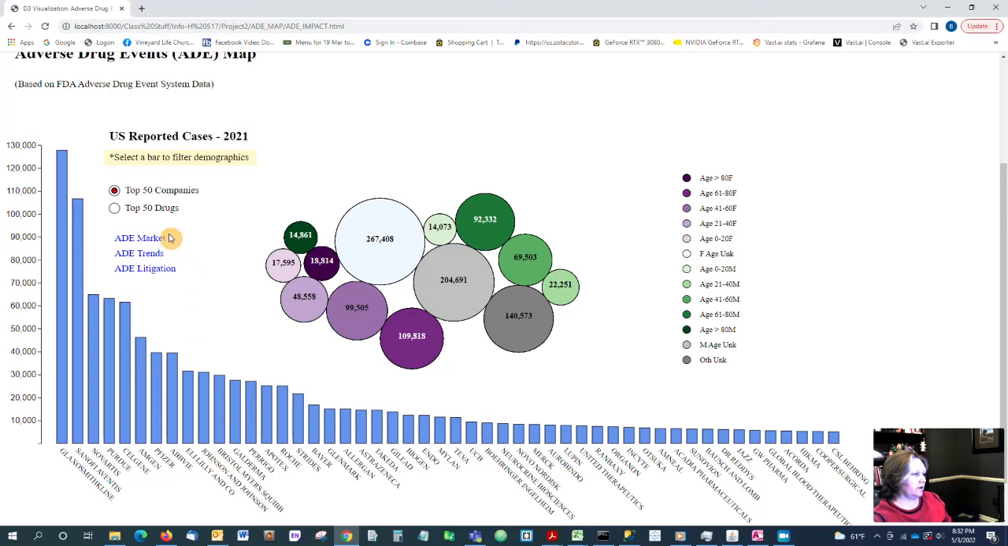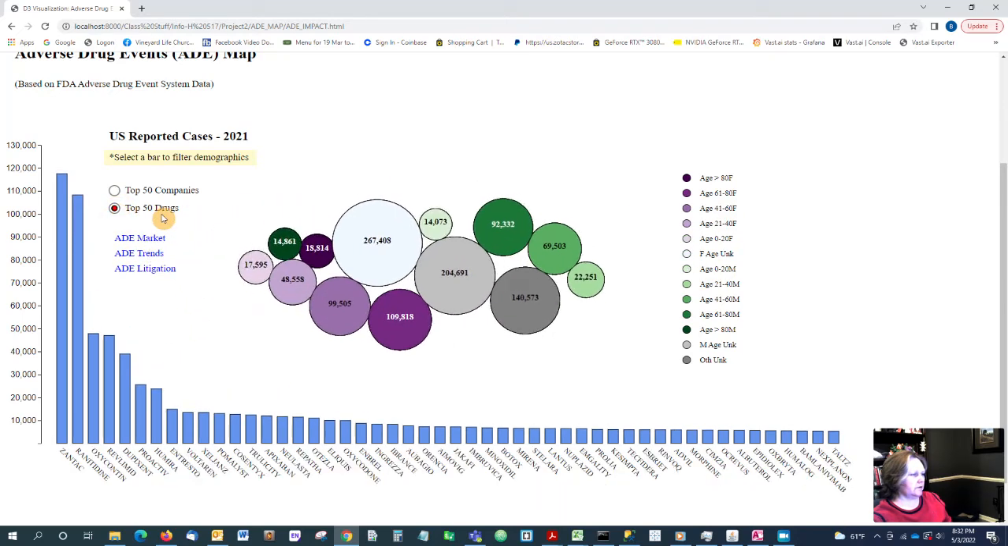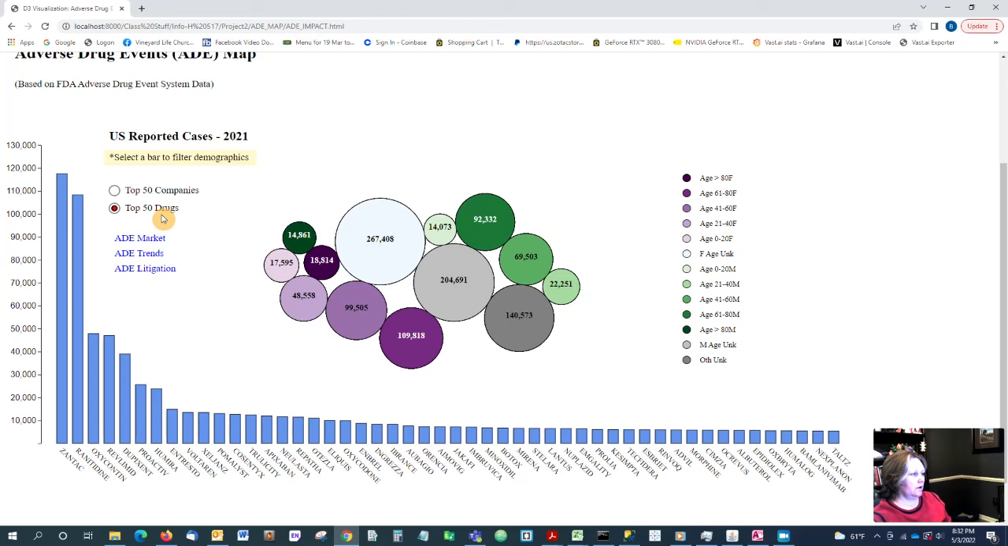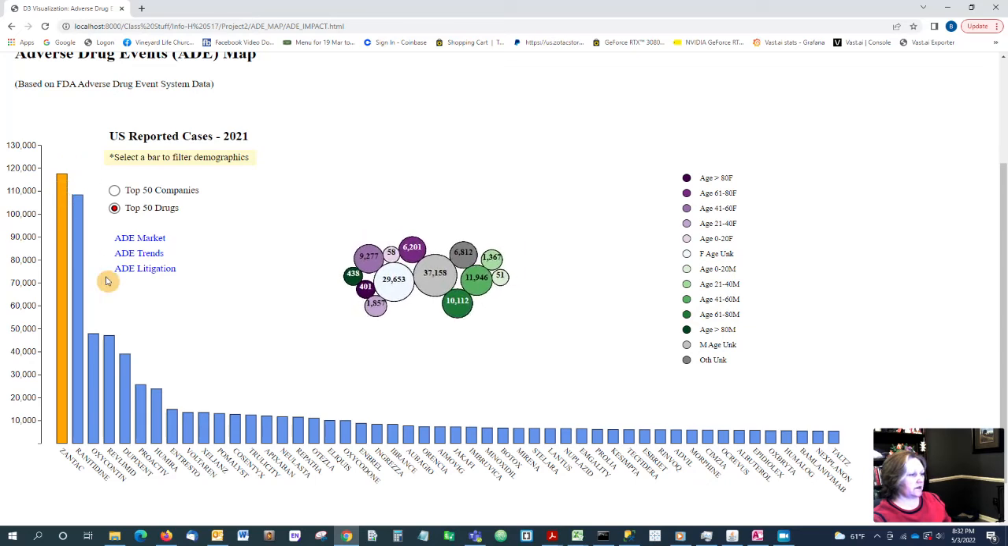And there's a similar breakout here for the top 50 drugs. You can see Zantac was the highest ranking drug with over 115,000 cases. You can also select one of these drugs. So if I select Zantac here, it will filter this demographic breakout so you can see how the population was impacted. You can see the oldest, there was 438 males over the age of 80.